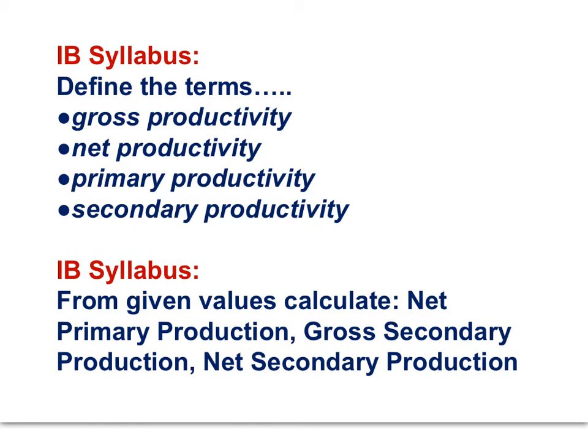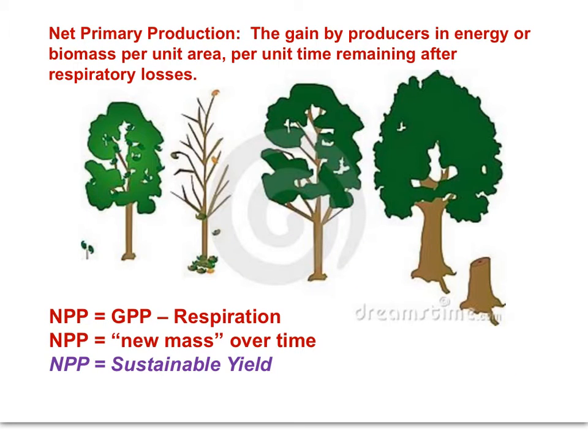I have yet to be specific about secondary productivity. That's coming up. While we've done no calculations up to this point, you might be able to see the mathematics in calculating net productivity. In other words, gross productivity minus respiration results in net productivity. So net primary production is the gain by producers in energy or biomass per unit area per unit time remaining after respiratory losses. It's important to emphasize that production occurs over time.